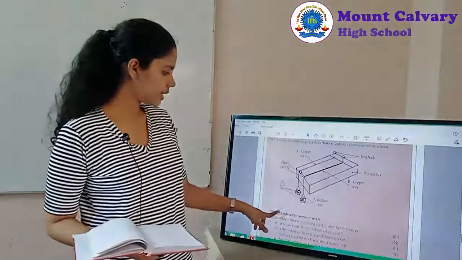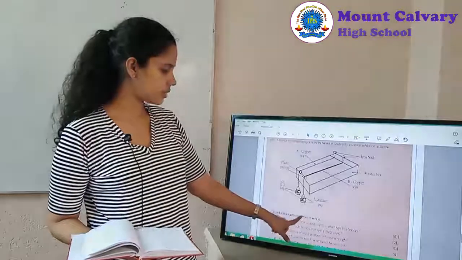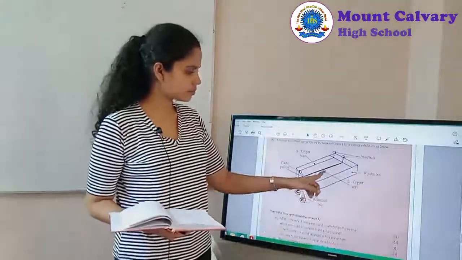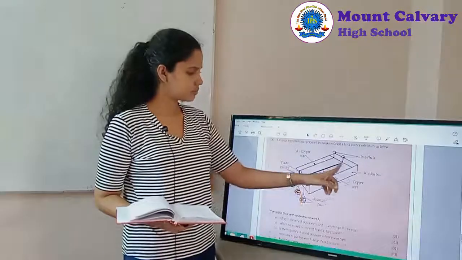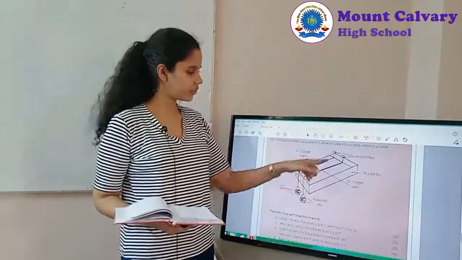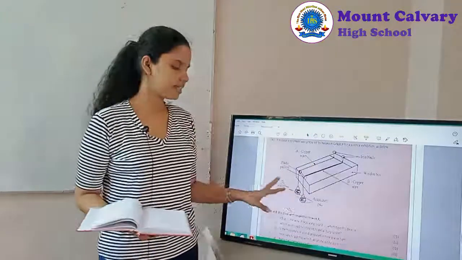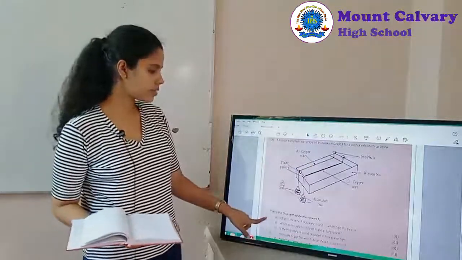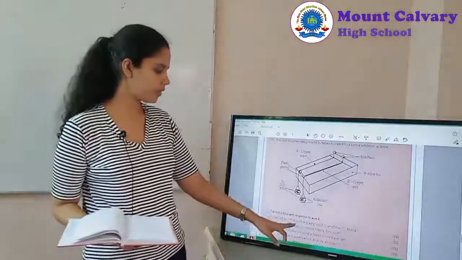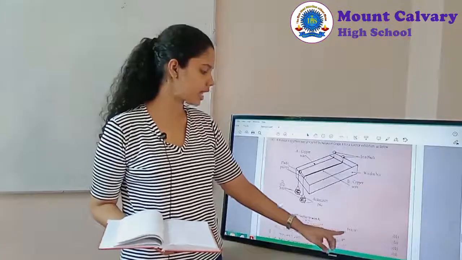So wire B is thick with respect to wire A. Now you can observe that here wire B is thick compared to wire A, right? These are two copper wires. Thickness is different, right? So the first question: according to the way of producing sound, to which type does this belong?